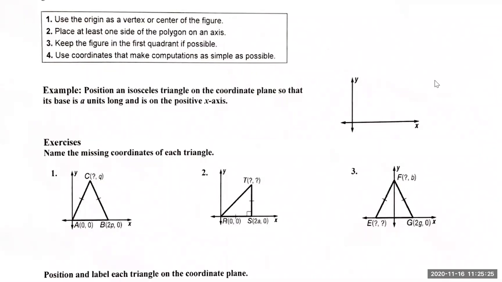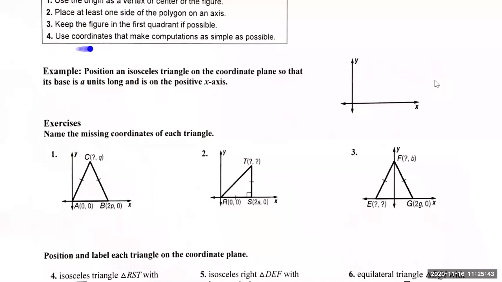The other thing, for step 3, it says keep the figure as much as possible in the first quadrant. So many of the pictures that we draw will be in the first quadrant. Sometimes we'll utilize the fact that there's symmetry across the first and second quadrant to position it there. And we want to make sure we use coordinates that make computations as simple as possible. I'll explain what that means.